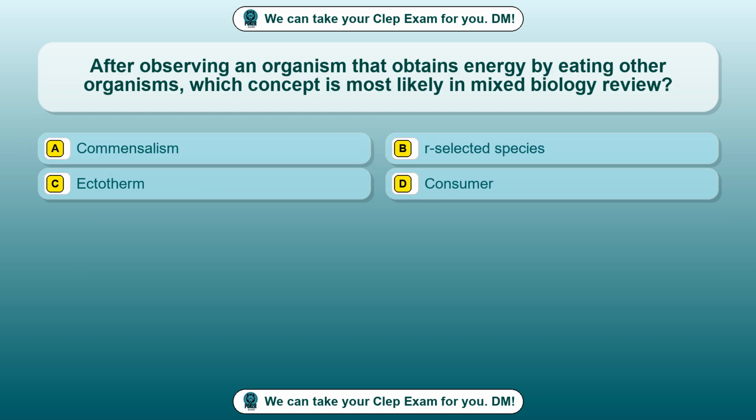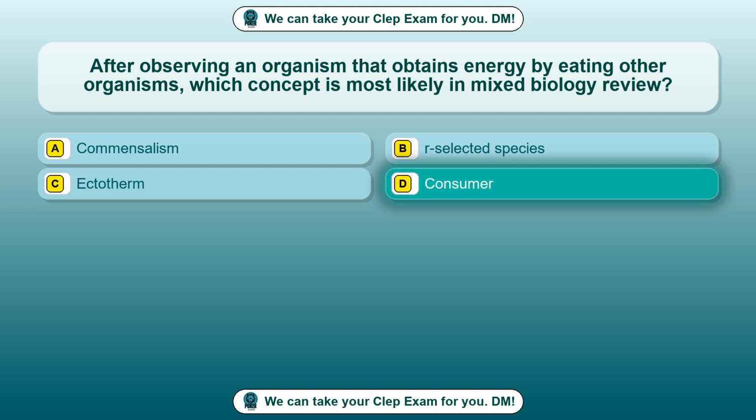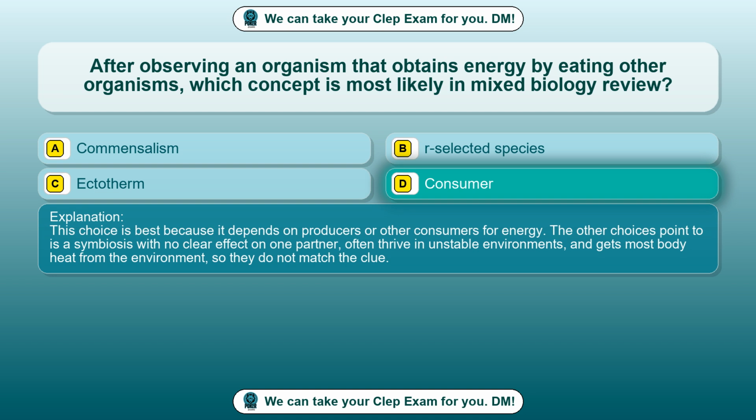Question 55. After observing an organism that obtains energy by eating other organisms, which concept is most likely in mixed biology review? Option A, commensalism. Option B, r-selected species. Option C, ectotherm. Option D, consumer. The correct answer is option D, consumer. This choice is best because it depends on producers or other consumers for energy.